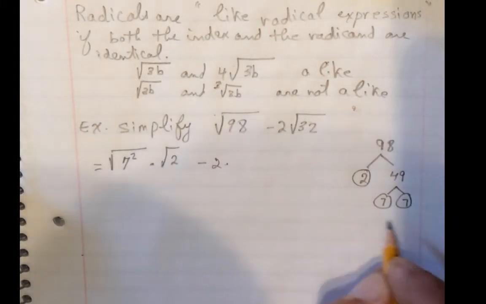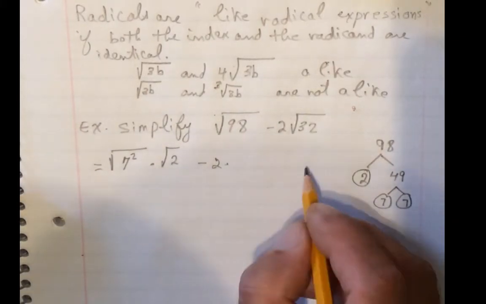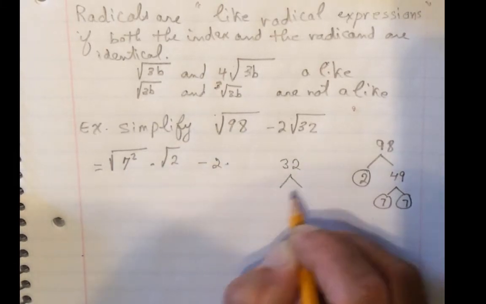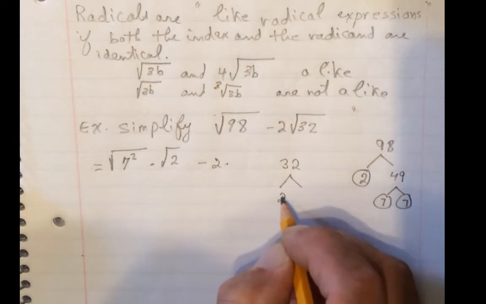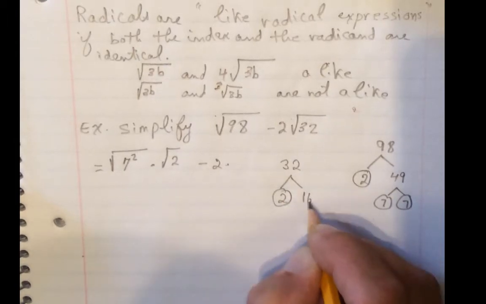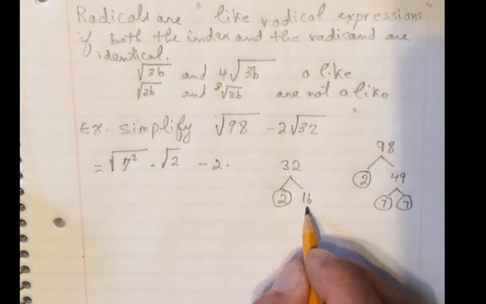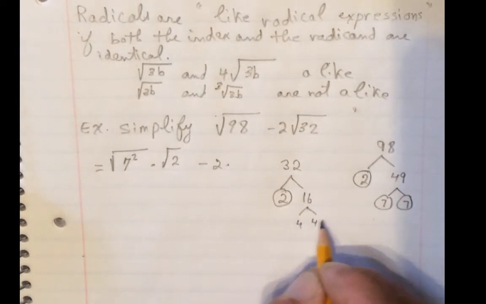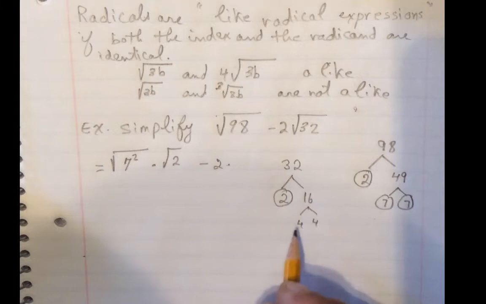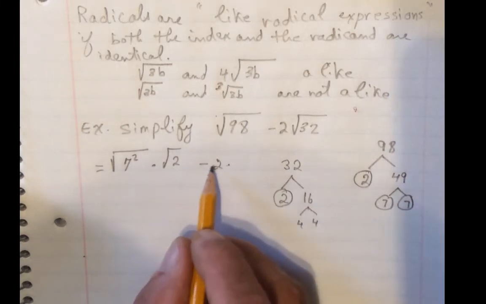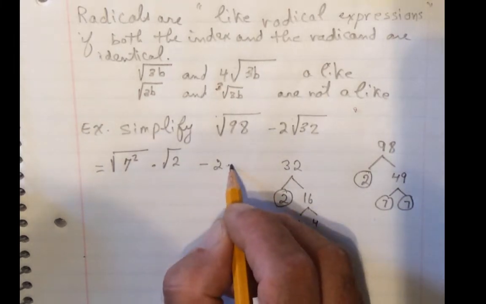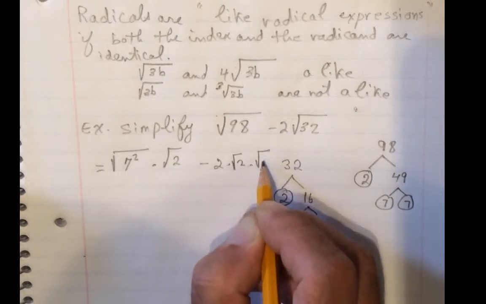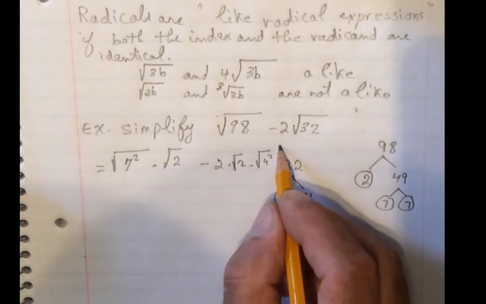So 32 is 2 times 16. 16, we know that 16 is 4 times 4, so it has a square root. So I'm going to use 4 times 4, which is 4 squared. So it's going to be 2 times square root of 2 times square root of 4 squared.